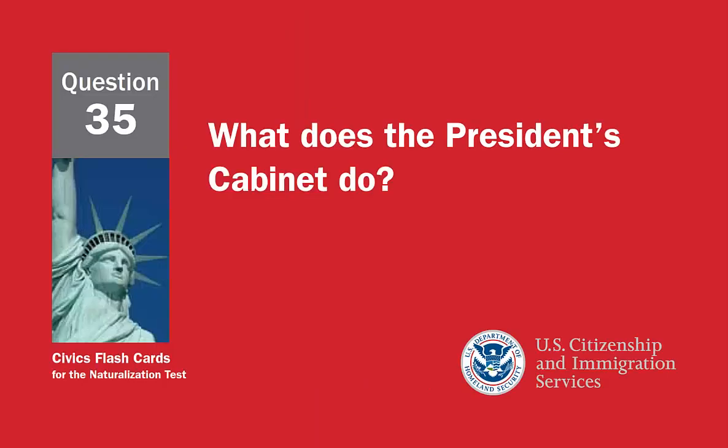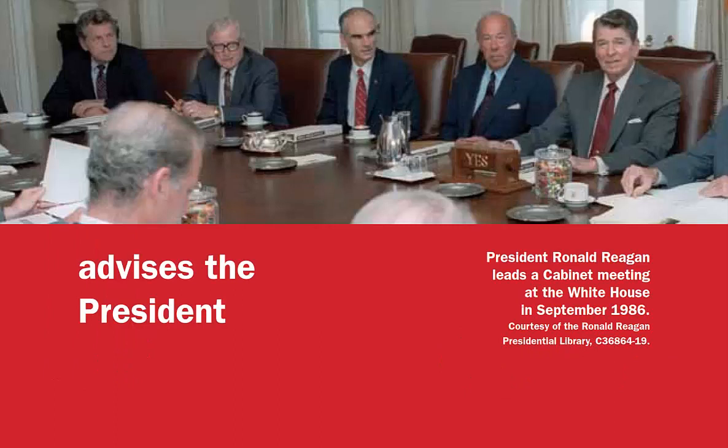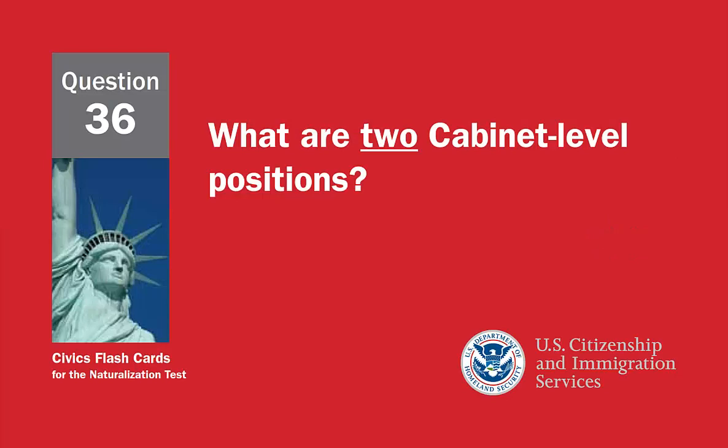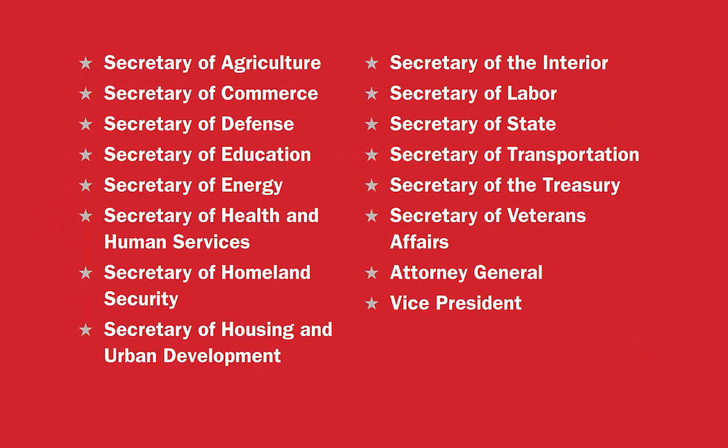What does the President's cabinet do? Advises the President. What are two cabinet-level positions? Secretary of Agriculture. Secretary of Commerce. Secretary of Defense. Secretary of Education. Secretary of Energy. Secretary of Health and Human Services. Secretary of Homeland Security.